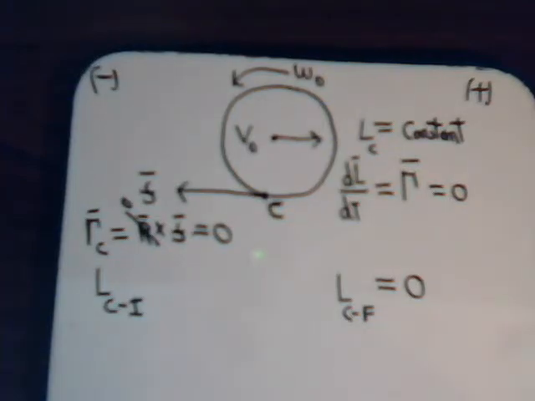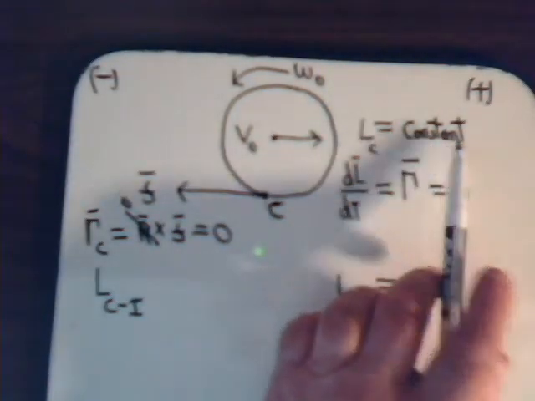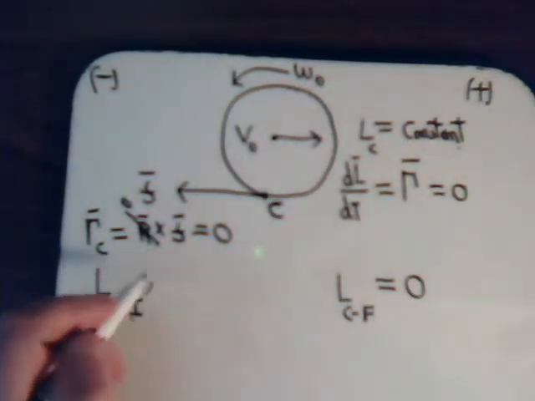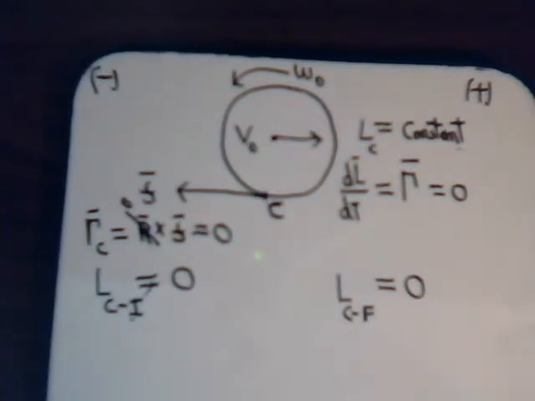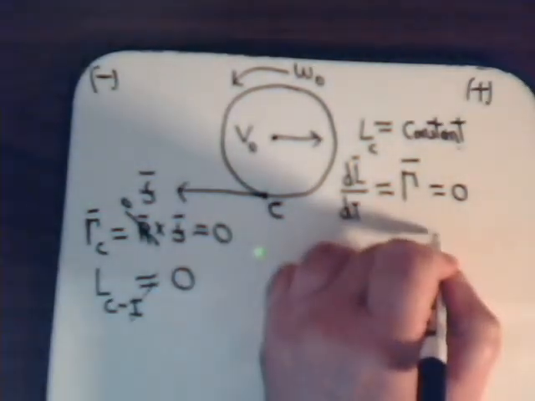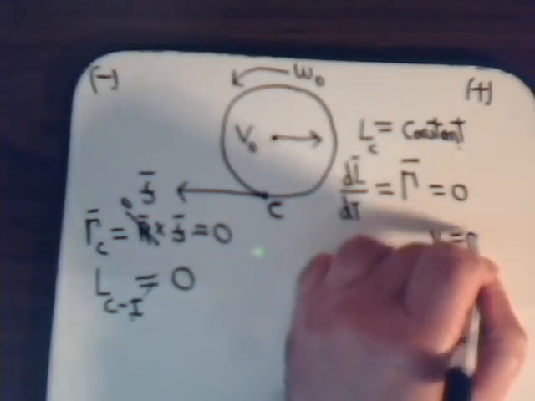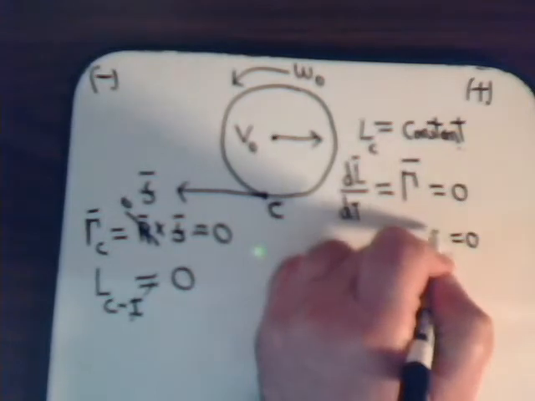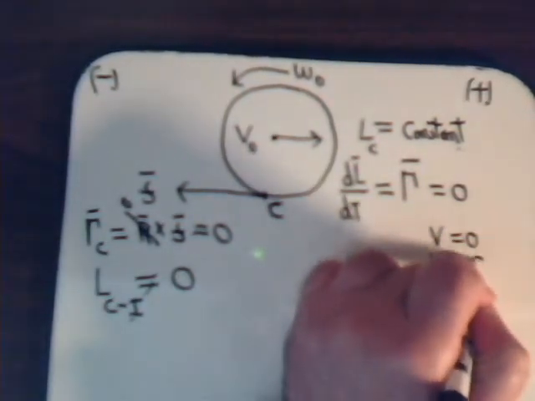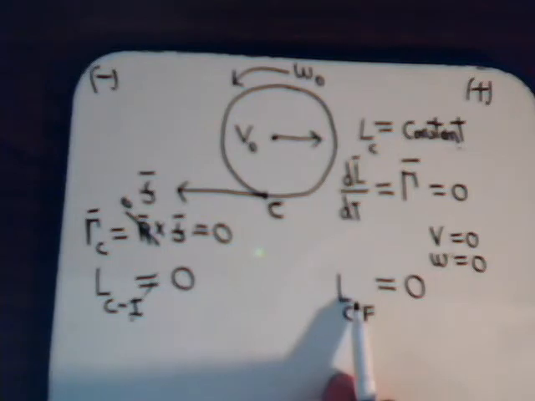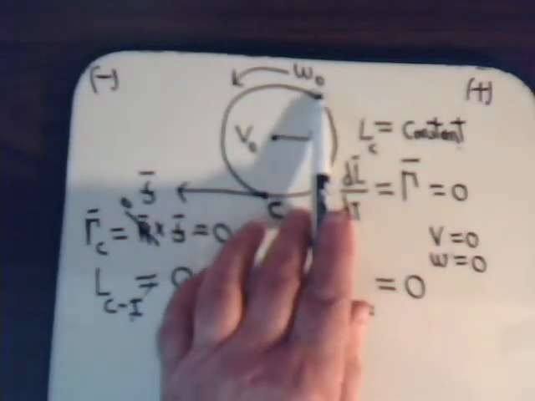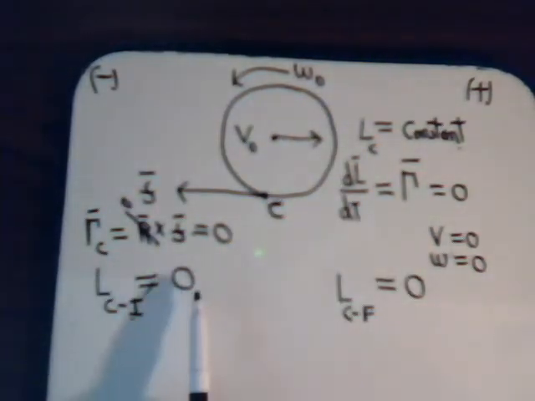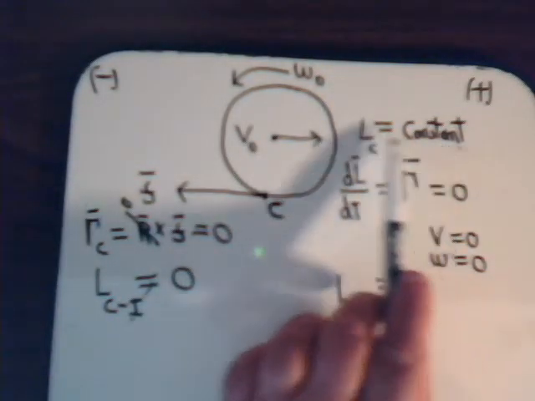Well, if angular momentum is conserved, if it's always a constant, then that means the initial angular momentum, that too must be 0. Now here it's easy to understand why the final is 0, because when it stops, V is 0, not V0, and the angular velocity, that also is 0, so obviously that's going to be 0. But here we have non-zero values, V0 and omega naught, initially. How can the angular momentum be 0 at this point in time? We know it must be because it is conserved.